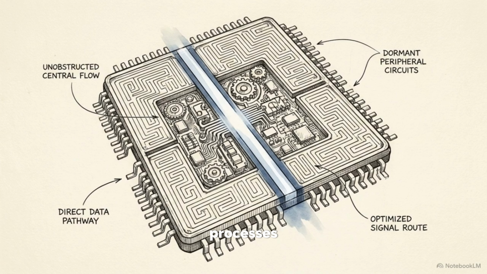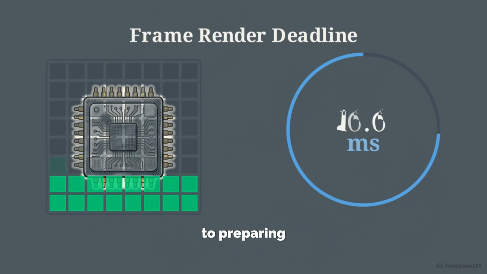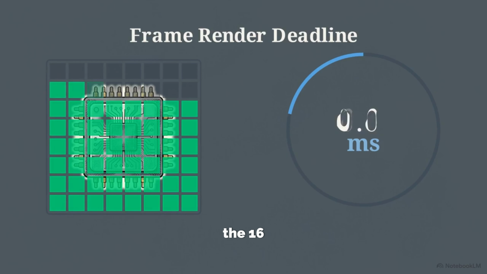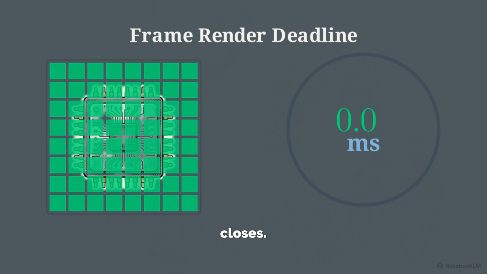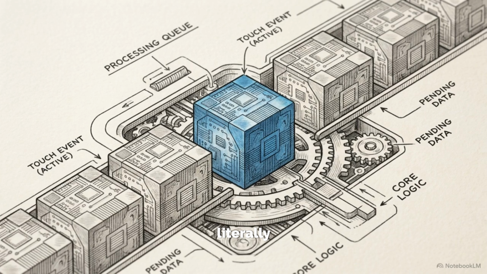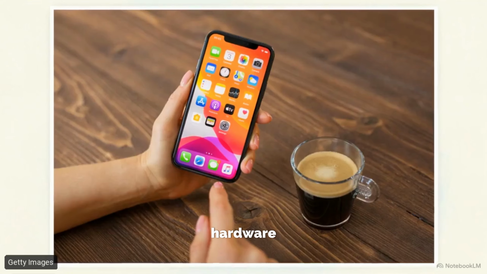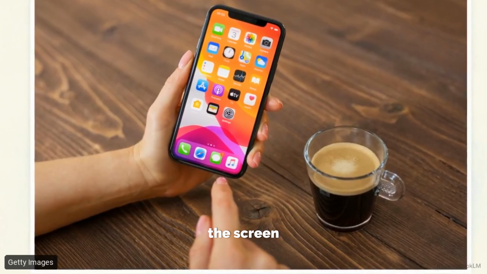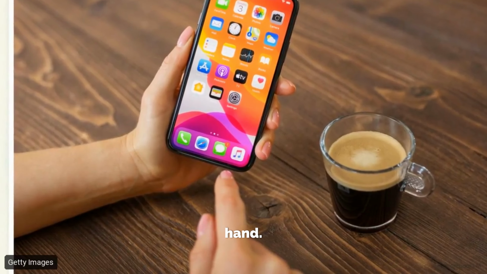Halting background processes is a risky way to run a computer, but it ensures the main processor is completely unobstructed. It can dedicate all its calculation power to preparing that next frame before the 16 millisecond window closes. The entire device literally drops everything else it is doing to focus on your input. That hardware-level devotion is why the screen feels like a physical extension of your hand.